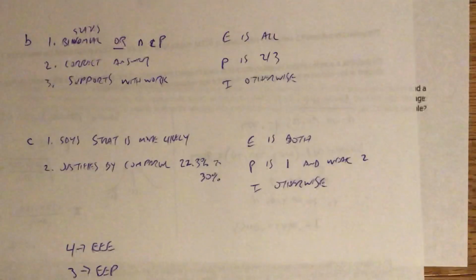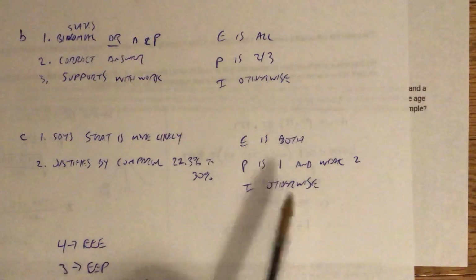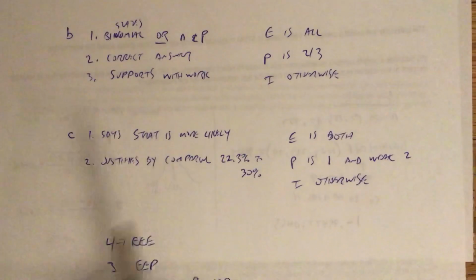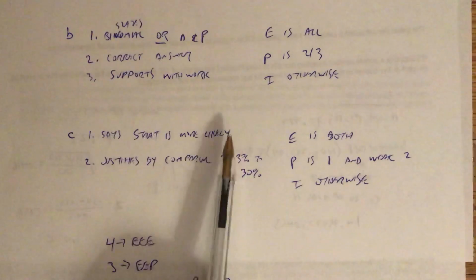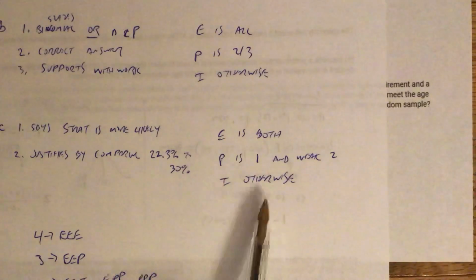All right, so E is if you state both things. P is one. You have to say one. So this isn't, oh, you get one of these correct. You have to have one stated. If you have a weak version of 2, you'll get the P. If you don't have number 1, you don't get anything.